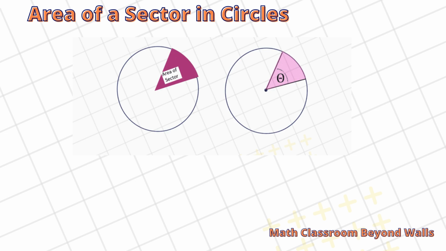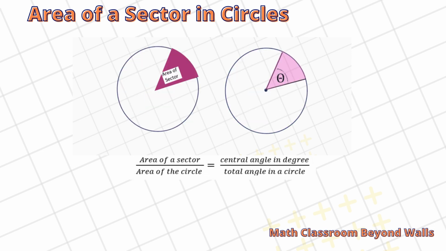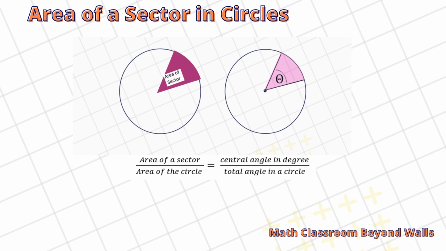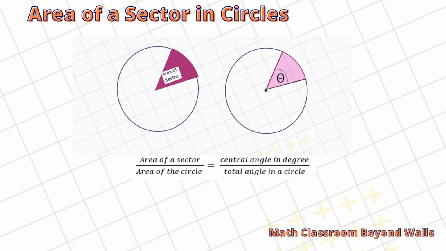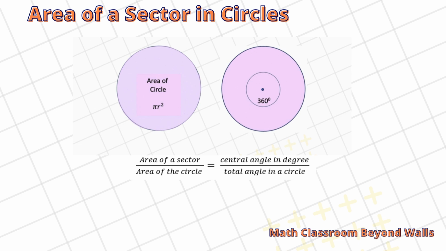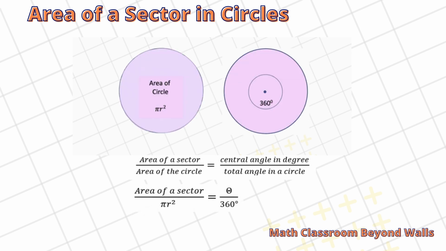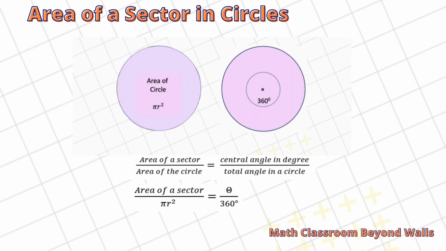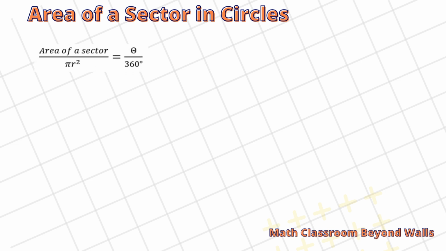This part-to-whole relation is equivalent, thus a proportion can be written as follows. Area of a sector over area of the circle is equal to central angle in degrees over total angle in a circle in degrees. Plugging in some variables and known values, like the area of the circle and the total angle around the circle, we have area of a sector over pi r squared is equal to theta over 360 degrees. This is where our formula for the area of a sector comes from.